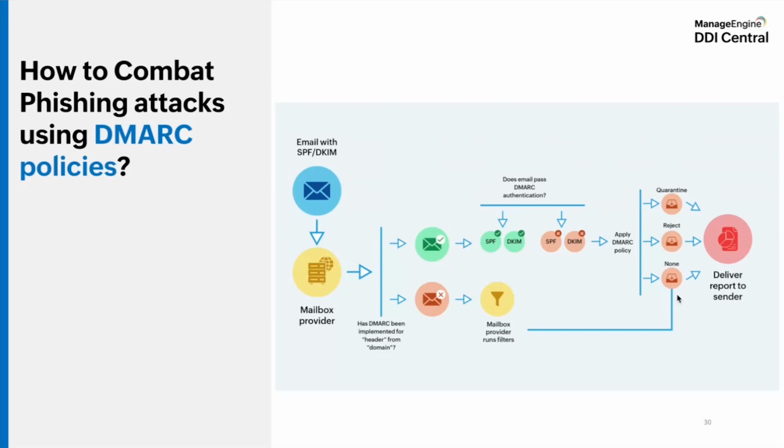When an email is received, the recipient server checks the SPF and DKIM records for authenticity. If either fails, the email is marked as spam or rejected based on the recipient's email server's policies. If the email passes these checks, the server looks for a DMARC policy in the sender's DNS records to determine how to handle the email if it fails the DMARC check.